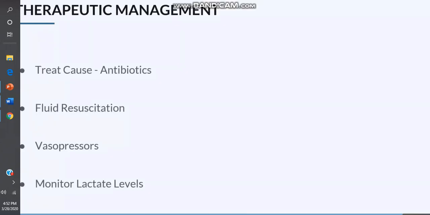So therapeutic management of septic shock is actually guided by something called the Surviving Sepsis campaign. We've put a link to the most recent guidelines in the outline for you, so you can see the details if you want, but we're going to highlight the most important points you need to know. As always, we want to treat the cause. So the big thing is that we want to start broad spectrum antibiotics within 1 hour of recognition of sepsis.